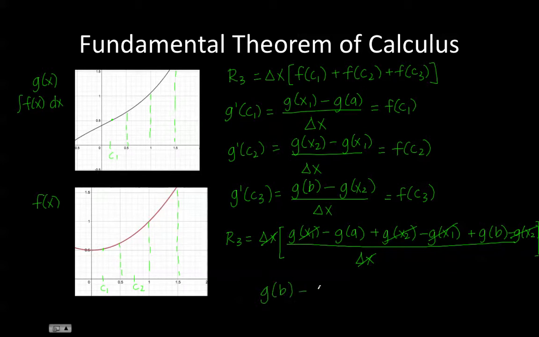g of b minus g of a, which is equal to the definite integral of f of x with respect to x from a to b. Because as you notice, no matter how many rectangles we split this up into, everything's going to cancel out except for our two endpoints.